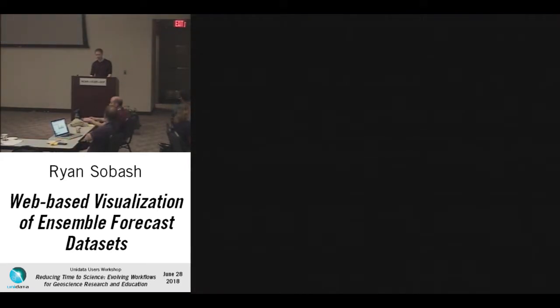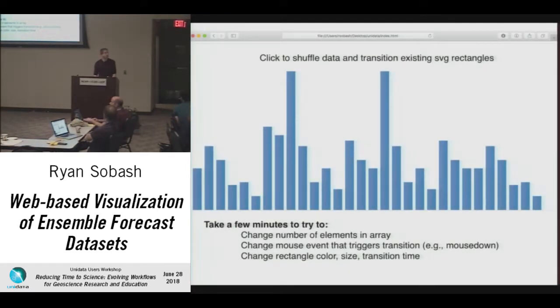Okay, so I'll give you a couple minutes just to try a few things with that. You can change the number of elements in the array. Say you add more or remove them, see what happens. You can change the mouse event that triggers the transition. It's now set to click. If you use mouse down, if you just press your mouse or trackpad down, it will trigger it, or mouse up, or mouse over.